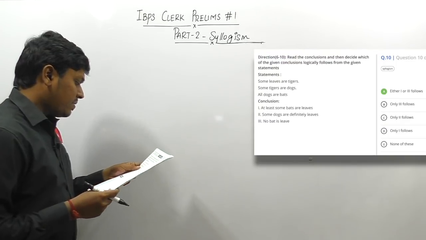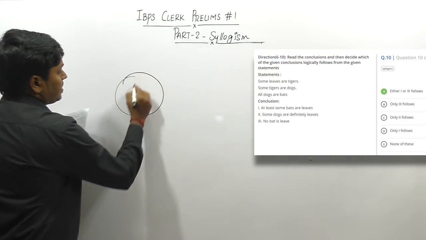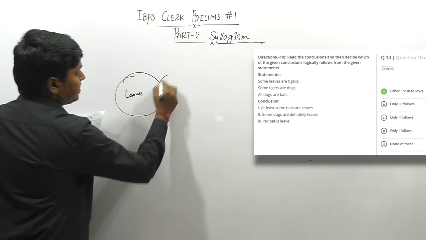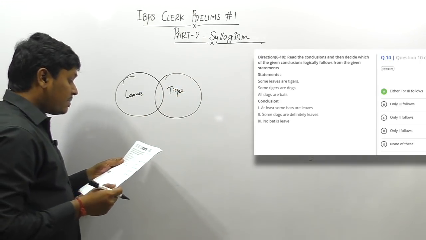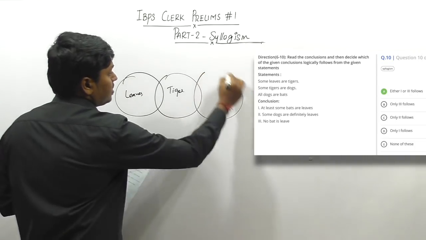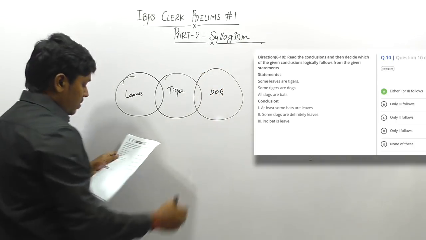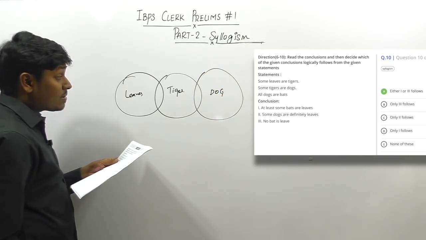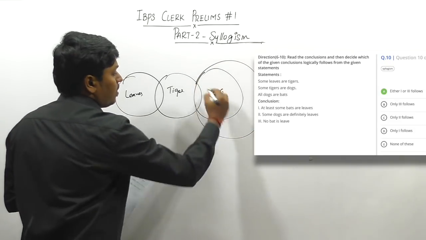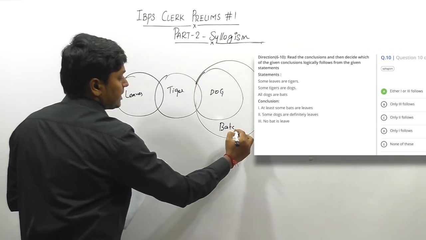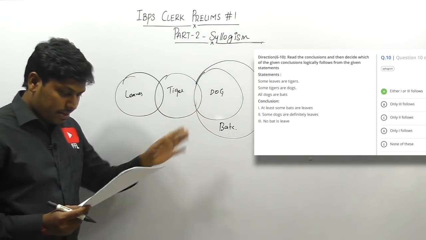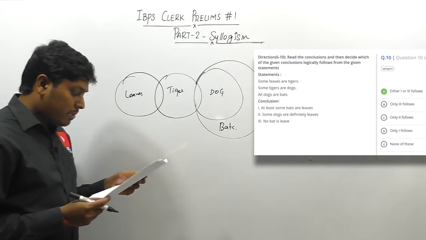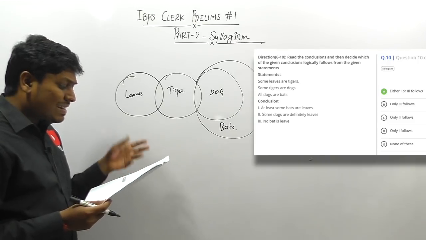Question number 5. Some leaves are tigers. Okay. And the second is some tigers are dogs. Okay. And the last is all dogs are bats. So finally we have drawn the Venn diagram, right? Leaf, tiger, dog and bat. So let me move on to conclusion number 1. Some bats are leaf. At least some bats are leaf.